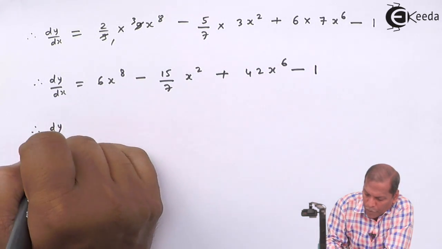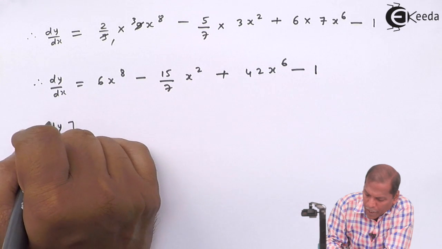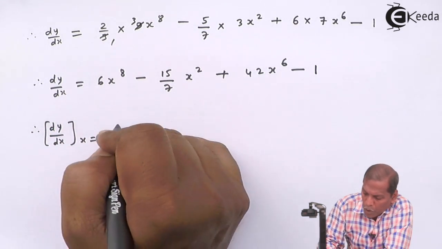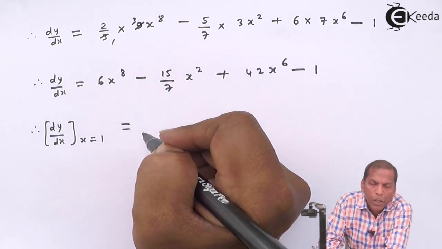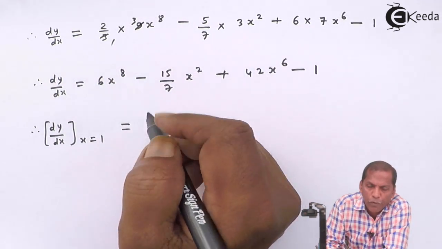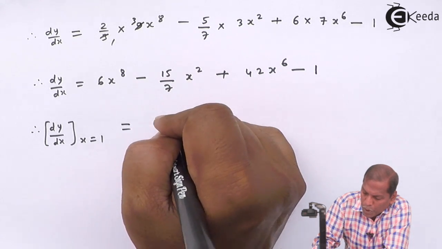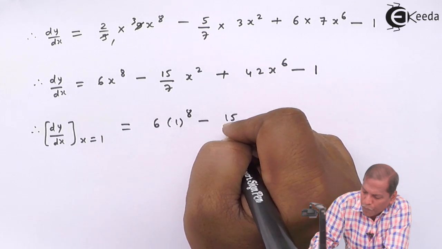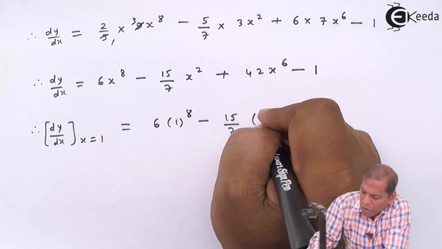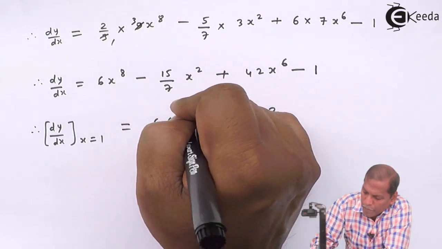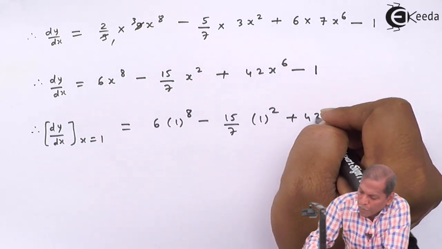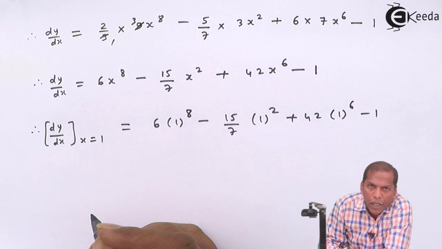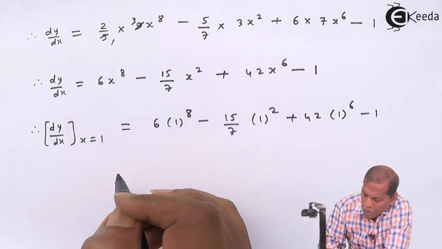The next step will be dy/dx at the point x equal to 1. So that is equal to, it means wherever there is x we have to substitute 1. So it is equal to 6 into (1)^8 minus 15/7 into (1)^2 plus 42 into (1)^6 and finally minus 1 we write as it is.